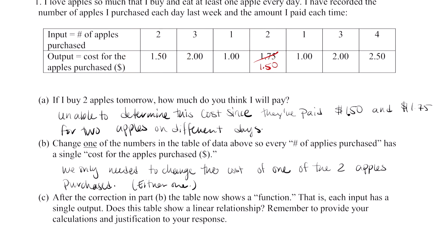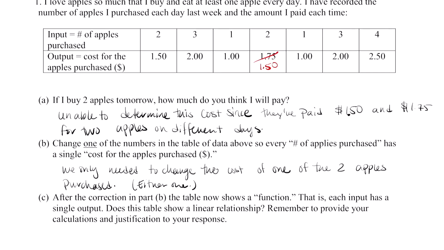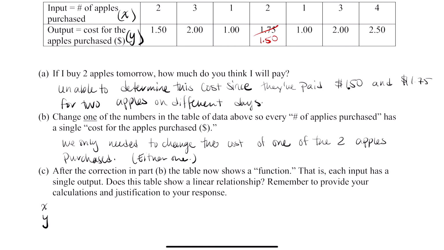Now, after your correction in Part B, the table now shows a function, that is, each input has exactly one output. Does this table show a linear relationship? Let's remember to justify our response in our calculations. So now that we know it's a function, we have to determine if this is linear. So I'm going to rewrite this table in a simplified form, and I'm going to call the inputs x and the outputs y. And I'm going to write 1, 2, 3, 4, since this is going to make my table a lot easier to read.